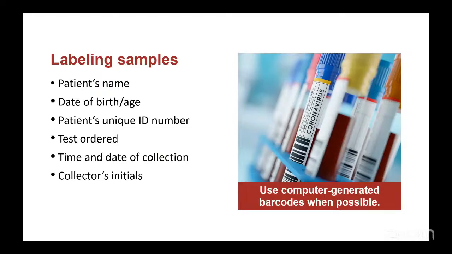Now, labeling the sample. Most importantly, the patient name, date of birth, and the age. For the date of birth, you need to define whether you are using month, day, and year, that is MMDDYY, or DDMMYY. And for the age, the last birthday of the person is the person's age. Even though it's just one day to the person's birthday, the last birthday is the person's age. So let's say, for example, somebody's last birthday was 32, and tomorrow they will be 33. As of today, when you're collecting the sample, the person is 32. Is that okay? Thank you. Then the patient unique ID number, test ordered, time and date of collection, and the collector's initials. So all these things have to be well expected.